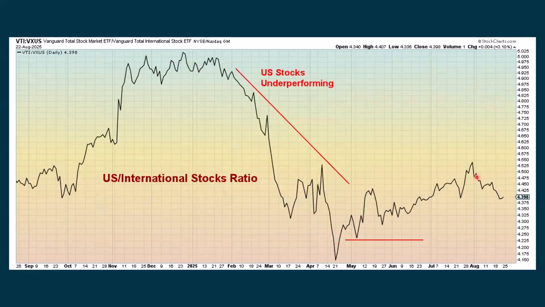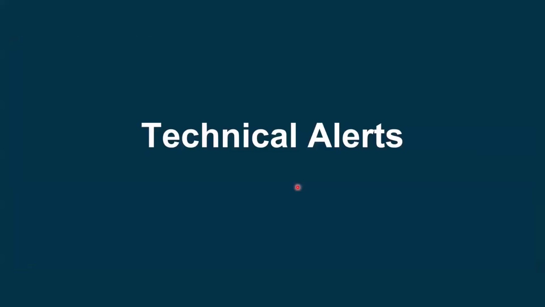U.S. stocks still underperforming international stocks. We were showing an improvement here, but now we're starting to level off again after we spent the first part of 2025 really declining with this ratio.